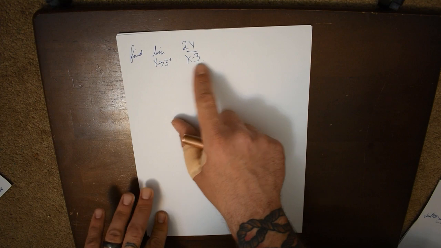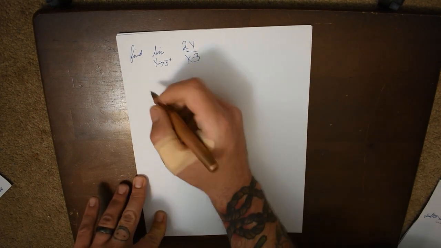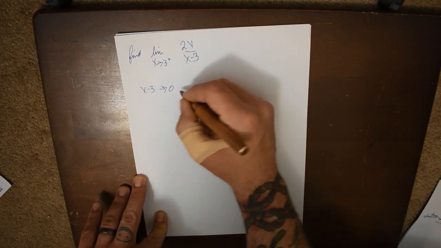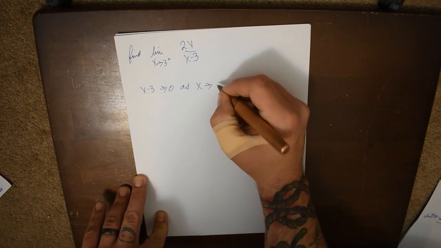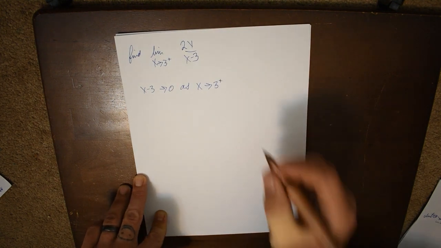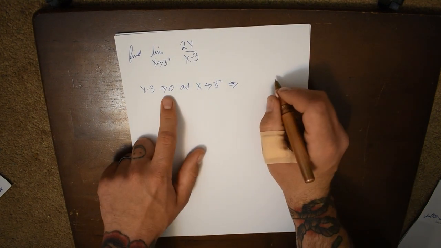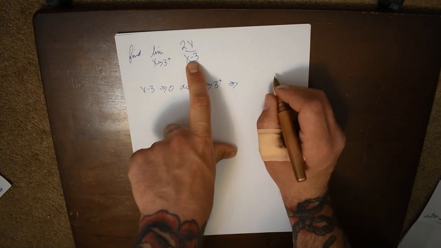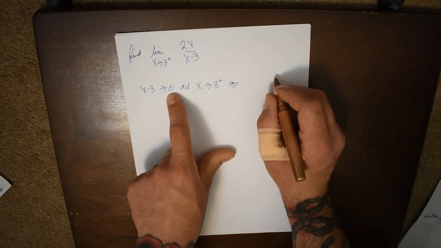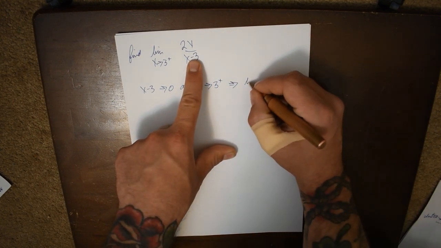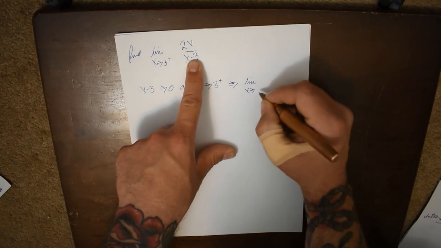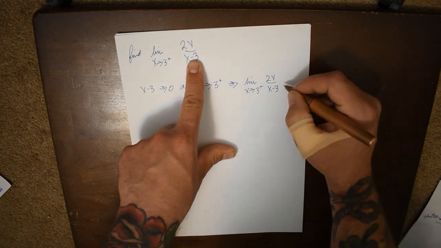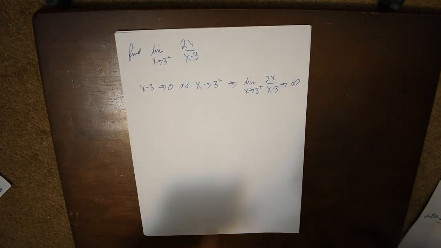But what you can do is you could say that x minus 3 approaches 0 as x approaches 3 from the right. That tells you, so that thing is going to 0, x is going to 3 from the right, so the denominator is always going to be positive, but getting really small. That tells you that the limit as x approaches 3 from the right of 2x over x minus 3 tends towards positive infinity.